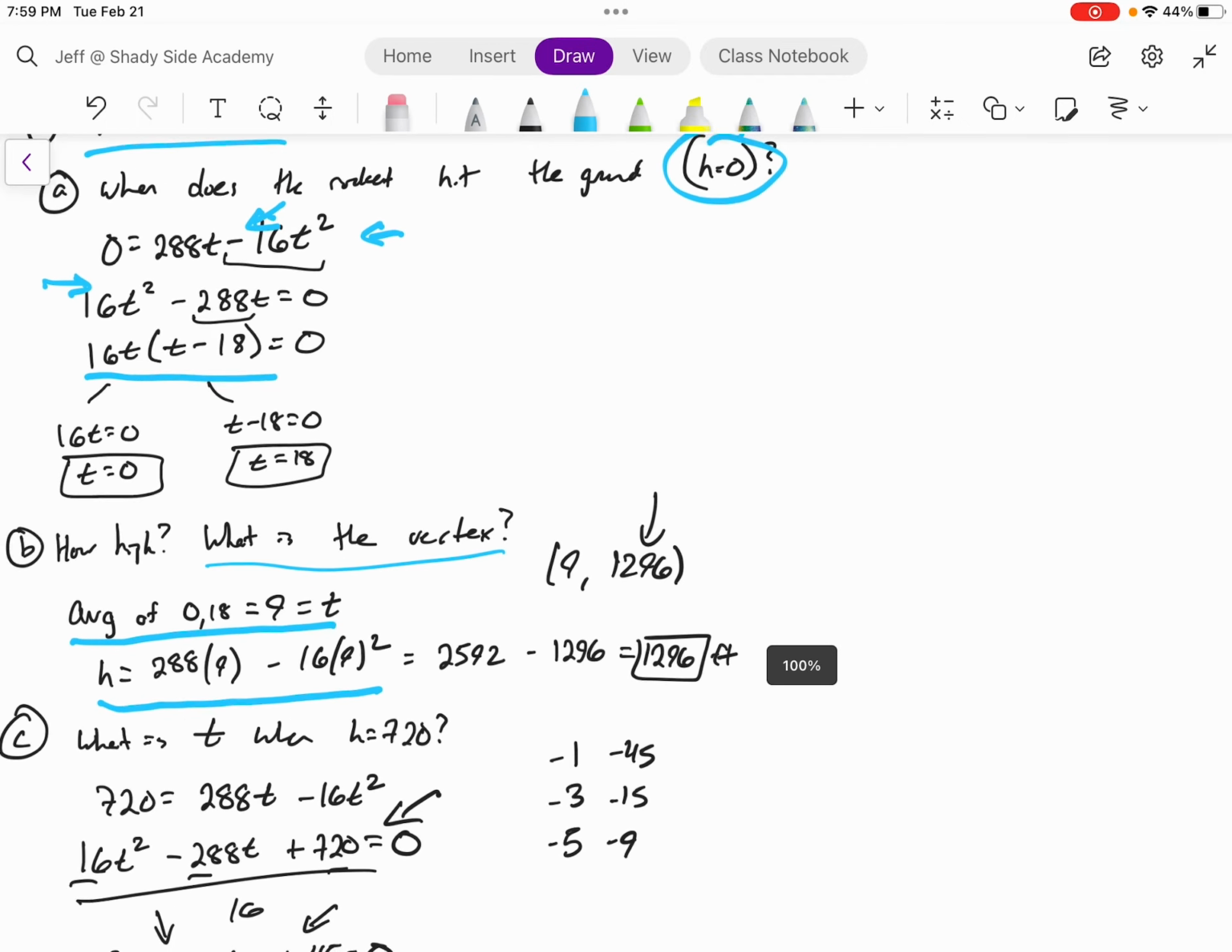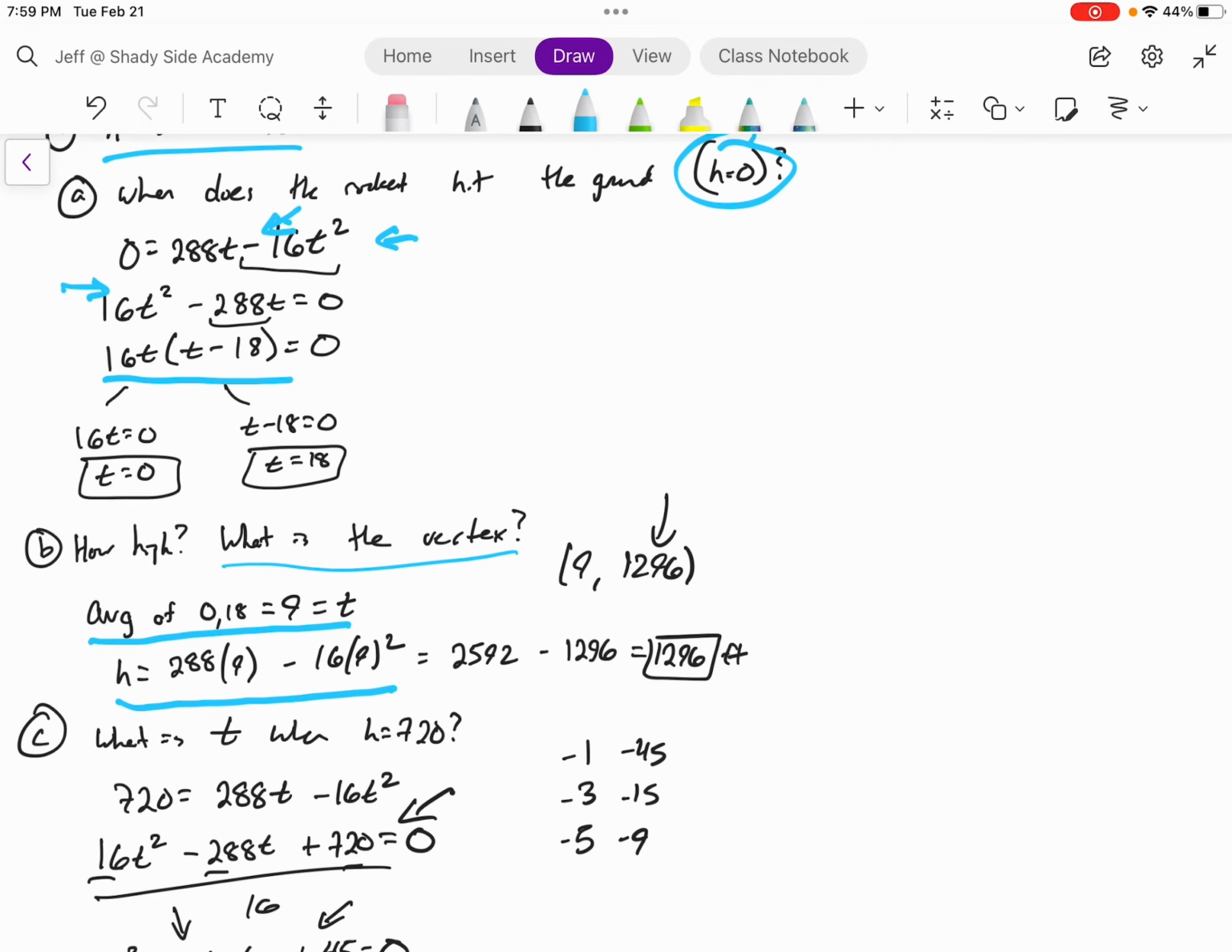And lastly, we're in this hot air balloon. We set this up in class, where the hot air balloon is 720 feet above the ground, and we're trying to find out when the rocket gets that high, okay? And because it goes up to 1296 and starts at 0, we know it should probably get there twice, once on the way up and once on the way down. So all we have to do is set 720 in for h over here in my original equation. I'm going to move everything to the left, and so I'll be left with this equation right here.